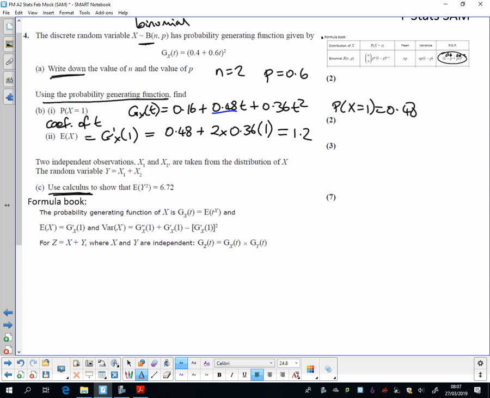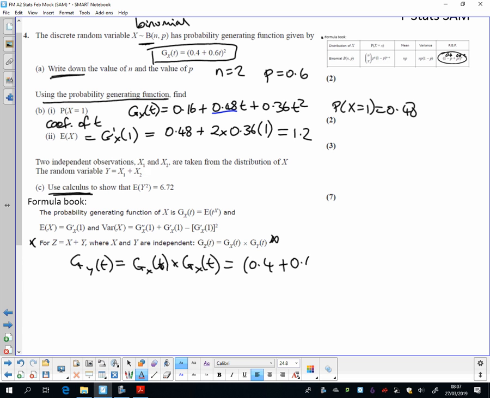First of all, let's work out what our generating function for Y is going to be. Using this information from the formula book, if you add two independent variables, X1 and X2, then G of Y of t is going to be the same as G of X of t times G of X of t. Taking our generating function, it's easiest to use the original form. I'm just going to square that, so that's going to be to the power of 4.